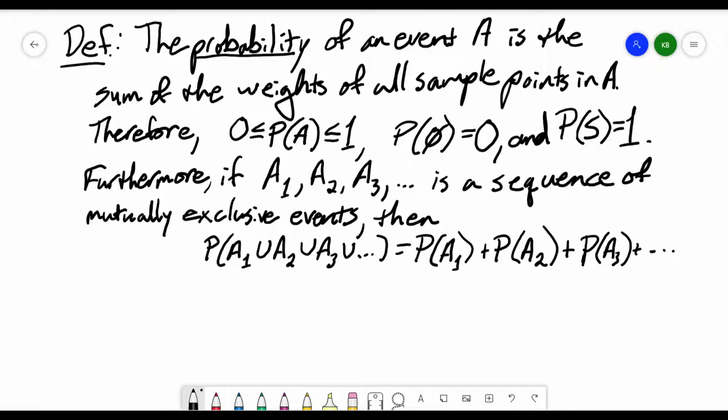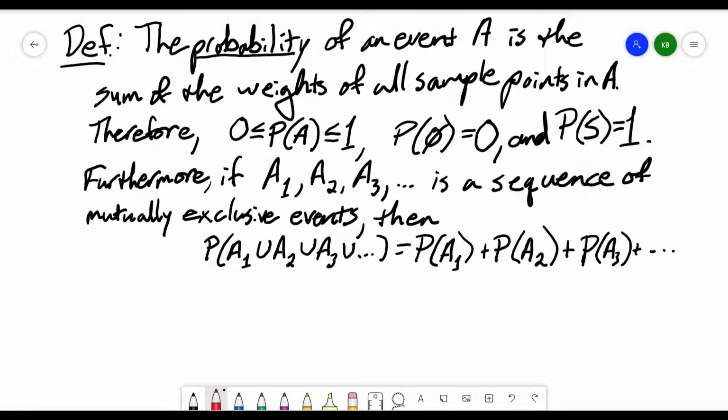So the definition of probability that's presented in your book says the probability of an event A is the sum of the weights of all sample points in A. Therefore, 0 is less than or equal to the probability of A is less than or equal to 1. The probability of the empty set is 0, and the probability of the full set S is 1. Furthermore, if A1, A2, A3, and so on is a sequence of mutually exclusive events, then the probability of A1 union A2 union A3 and union with all the rest equals the probability of A1 plus the probability of A2 plus the probability of A3.